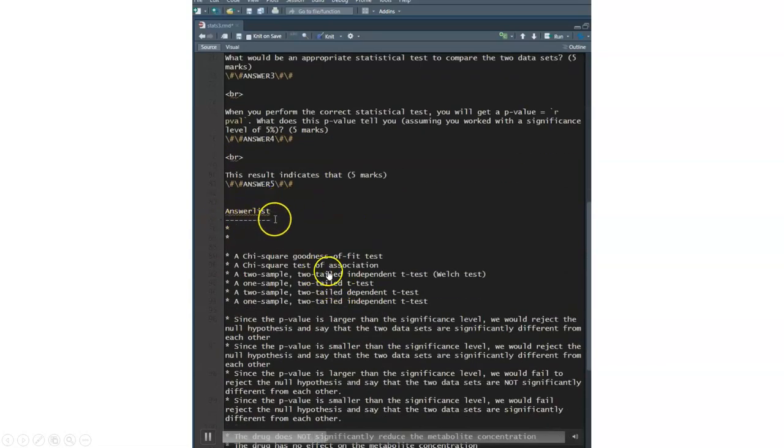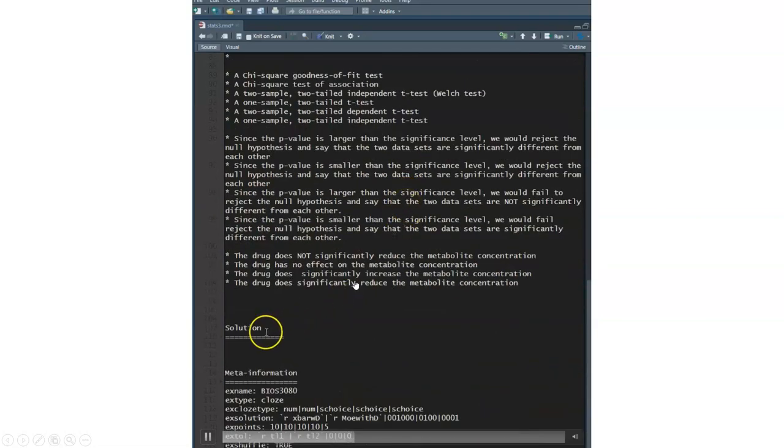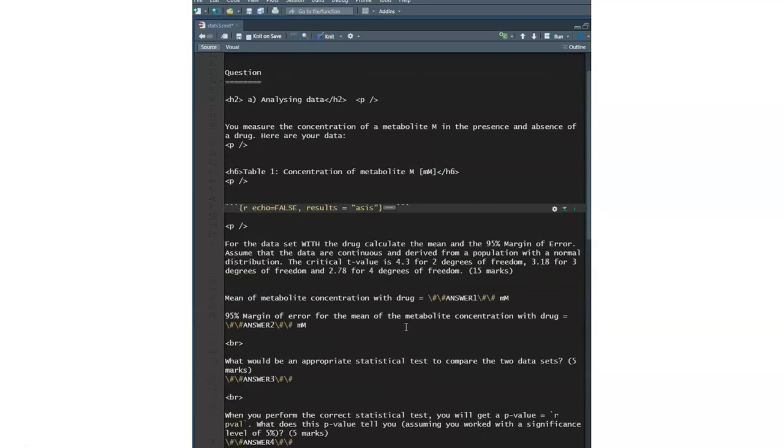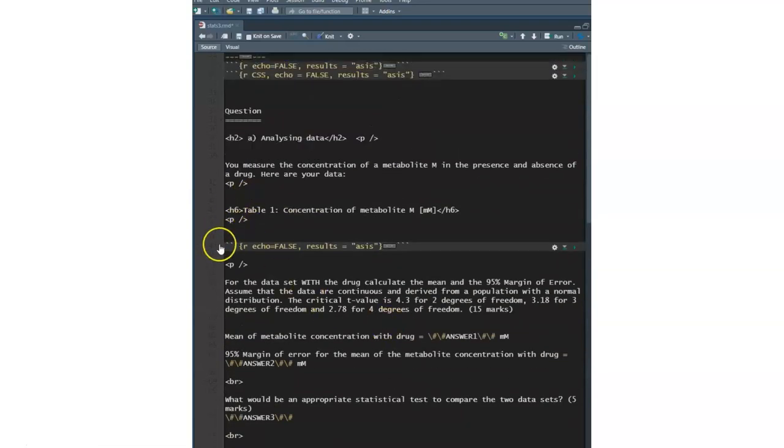You provide an answer list, and these can be calculated answers. You can write a model answer, and you have to provide some meta information. And you say you want this cloze type. Now, the randomization of the numbers comes actually from the R chunks in this code.